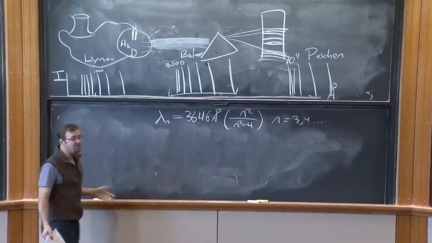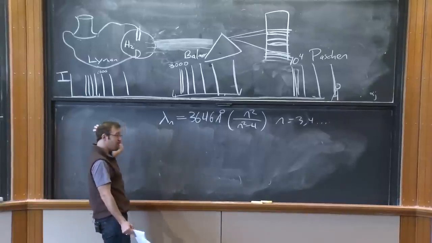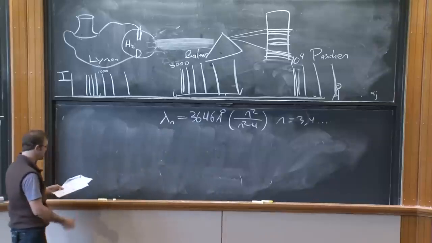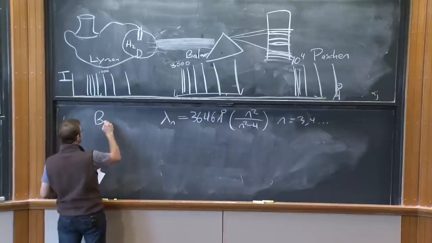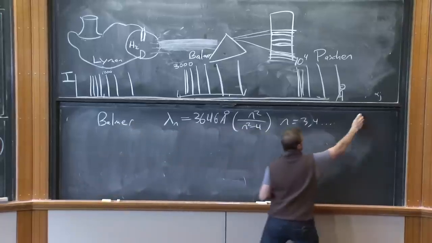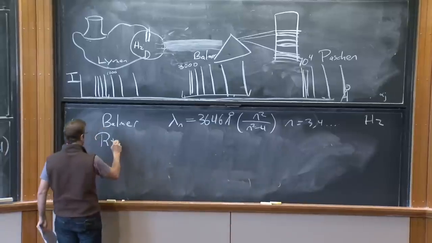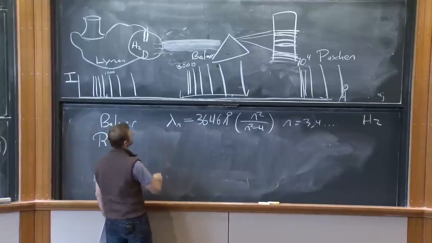This is a hallowed tradition, a phenomenological fit to some data. Where did it come from? It came from his creative or obsessed mind. So this was Balmer. And this is specifically for hydrogen gas, H2. Okay? So Rydberg and Ritz, R&R, said, well, actually, we can do one better.